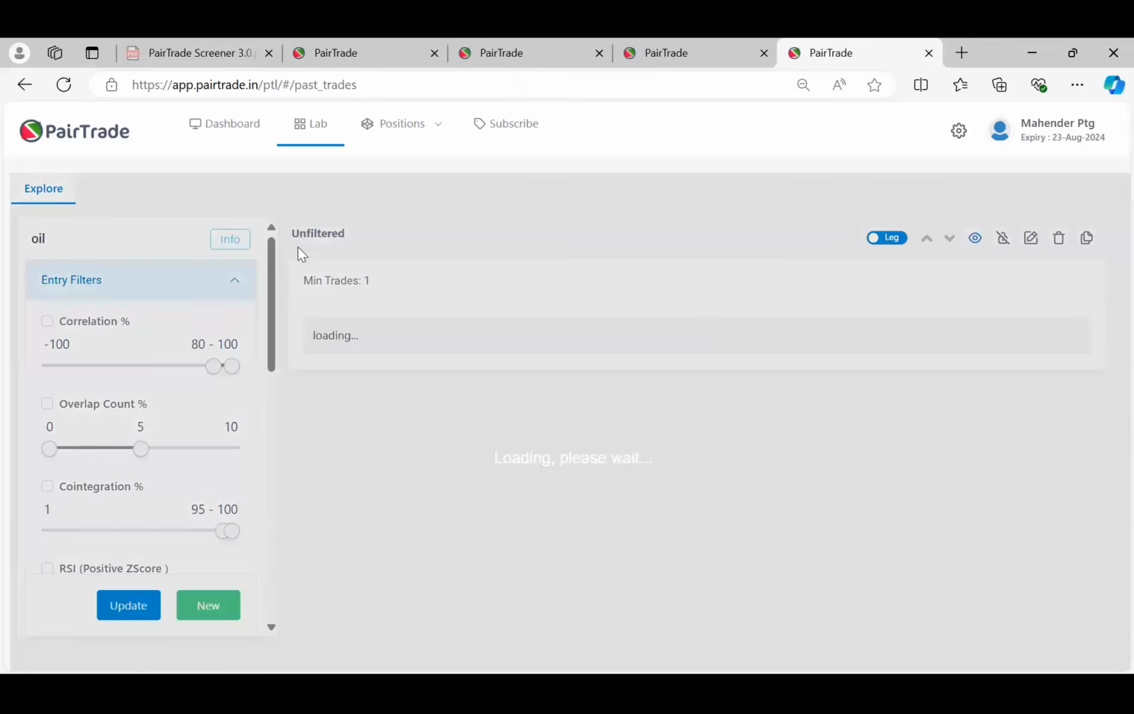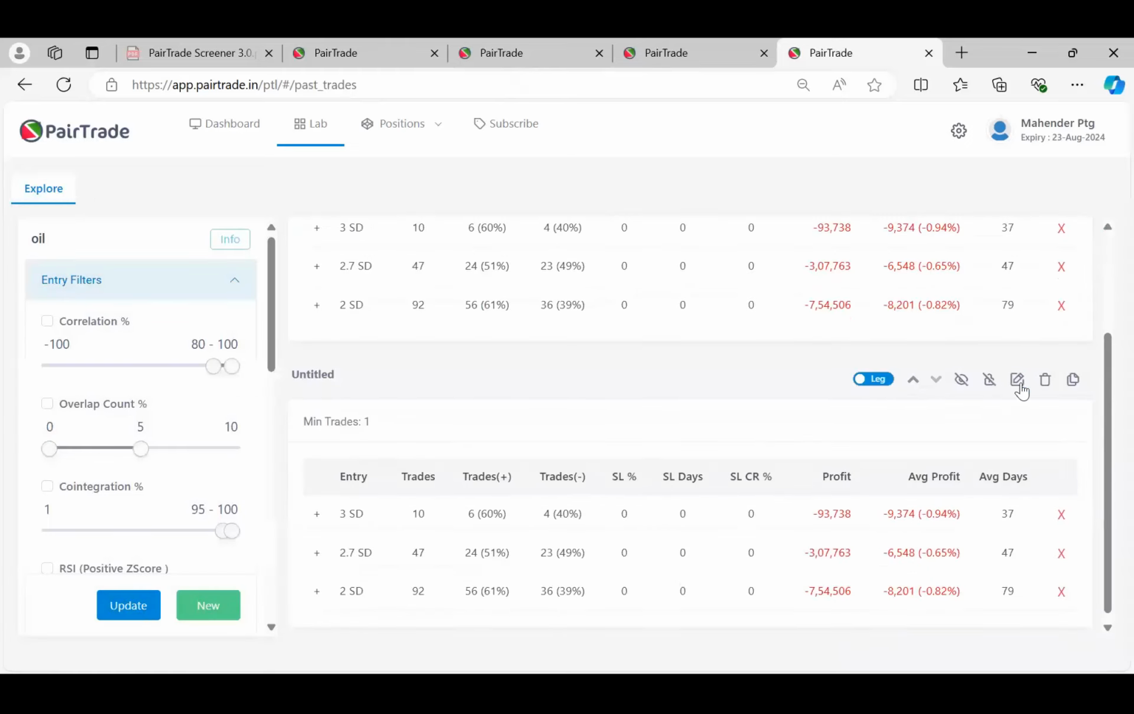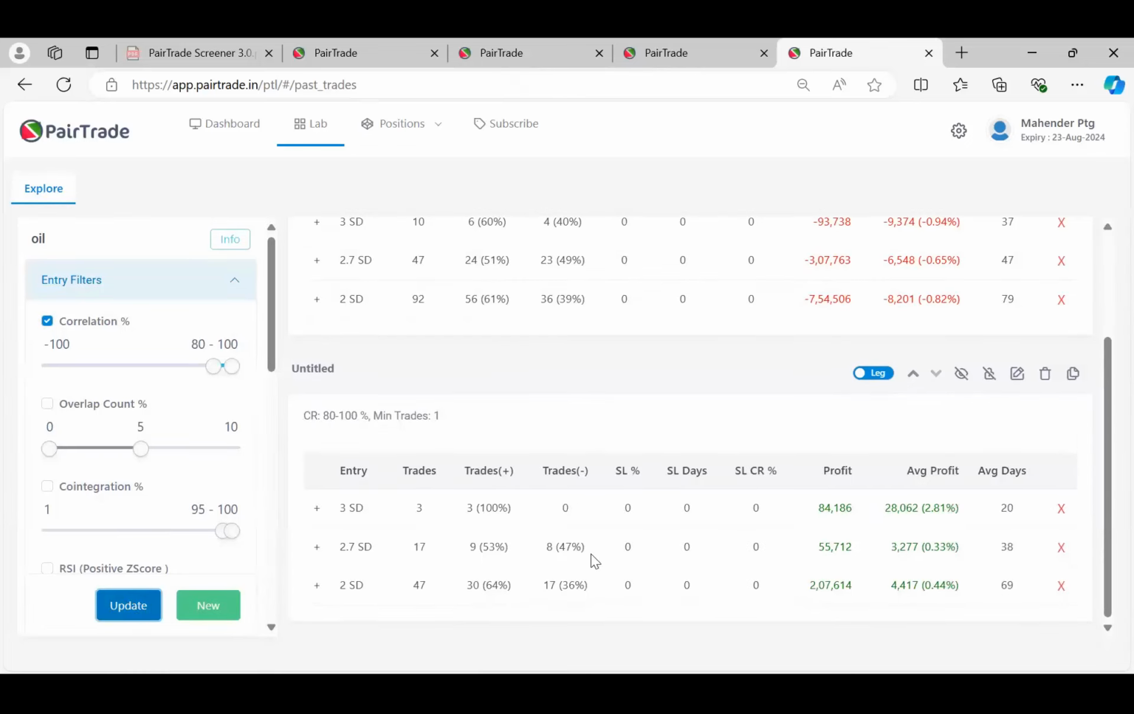By default, unfiltered is created. Horrible. Now can you put some filters where it can generate a positive return? Anyhow, unfiltered is not working out. So what I'll do is duplicate it, or you can change that one also. I'll check whether correlation can improve it. Yes, of course it is improving.